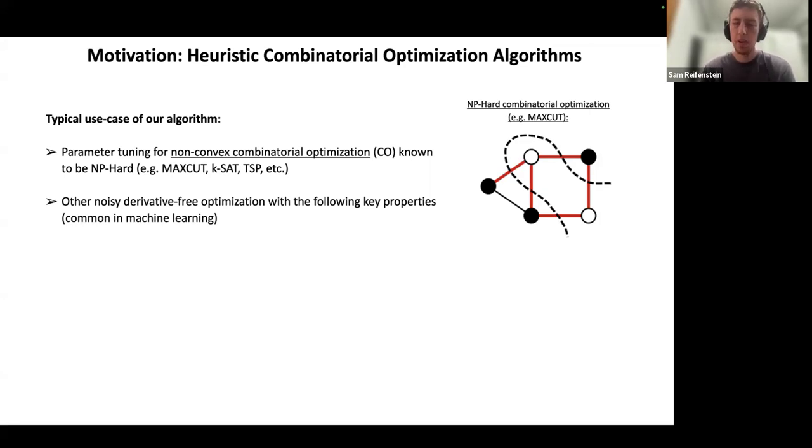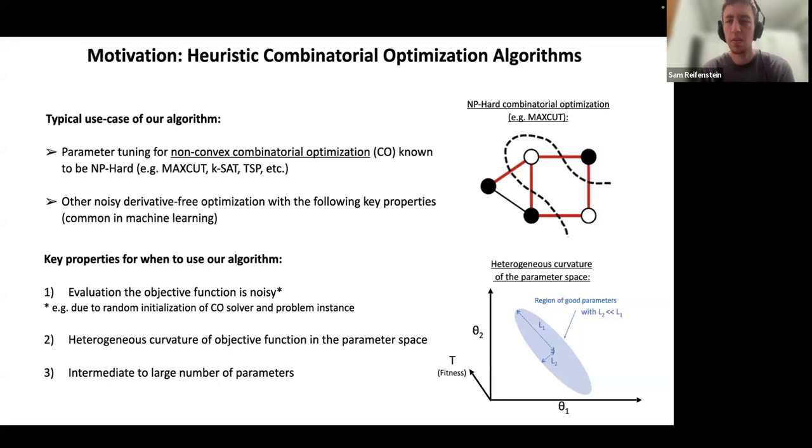And we found that these types of optimization problems have certain properties, such as large noise, heterogeneous curvature, which means a complicated relationship between the different parameters, and an intermediate to larger number of parameters. And these properties made the existing methods I talked about in the previous slides not work very well. So this motivated us to try to design a new approach.